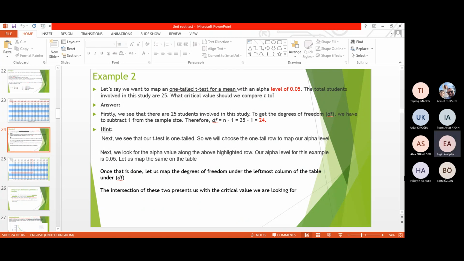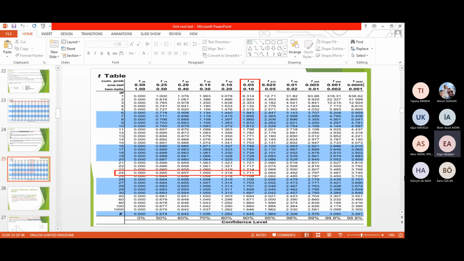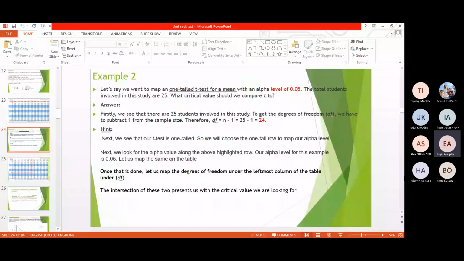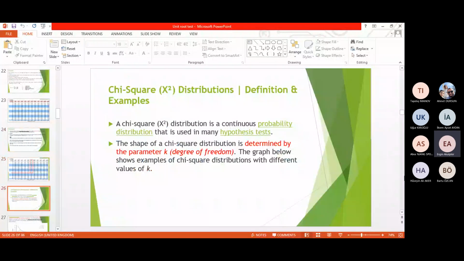This is not working again. When you are looking at the table here, you see the 0.10 and 0.05 columns are going to be used for the 24, then the intersection is going to give you 1.711. Did you get it? Okay, this is how it is estimated.